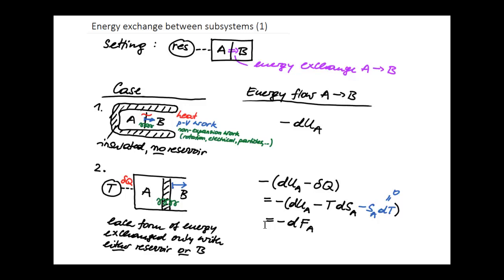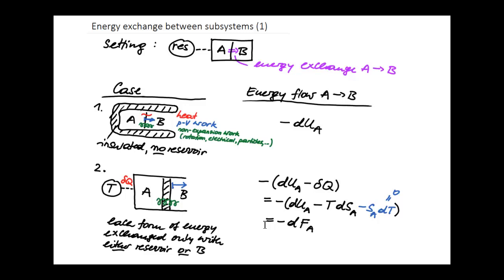The first case, in a way a trivial case, is where A is not coupled to any reservoir at all. When you think about the amount of energy transferred from A to B, this simply equals minus the change of internal energy of A. So the internal energy of A is reduced by dU_A, and due to the first law, energy conservation, this is precisely equal to the energy that must flow from A to B.